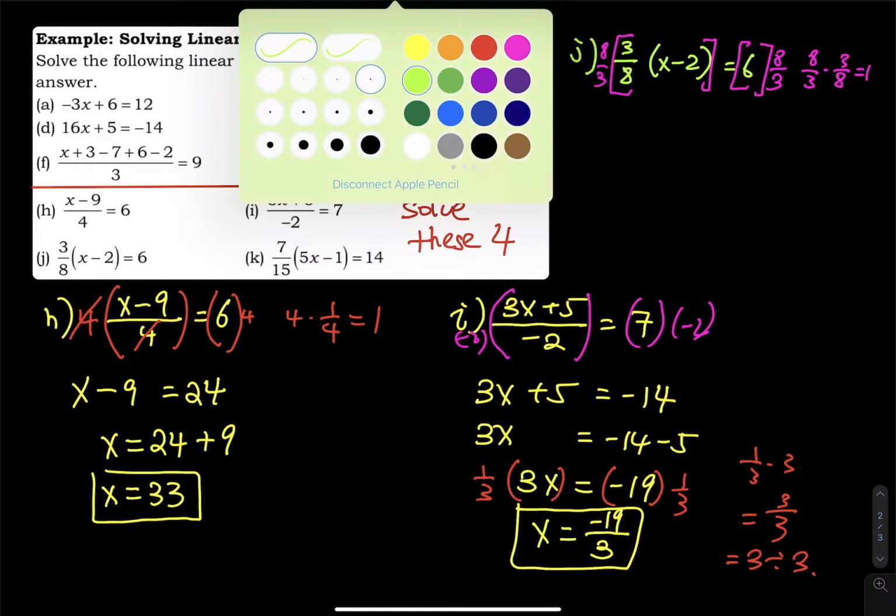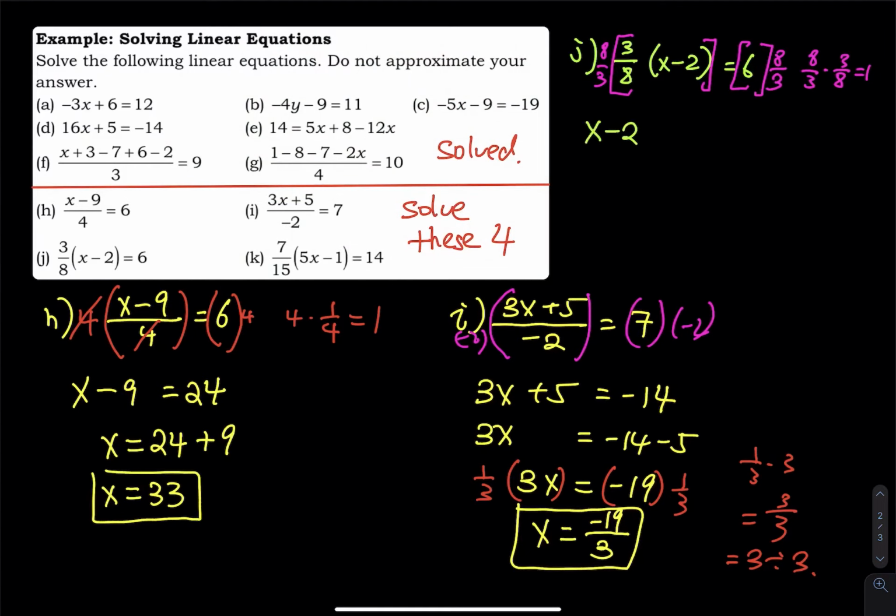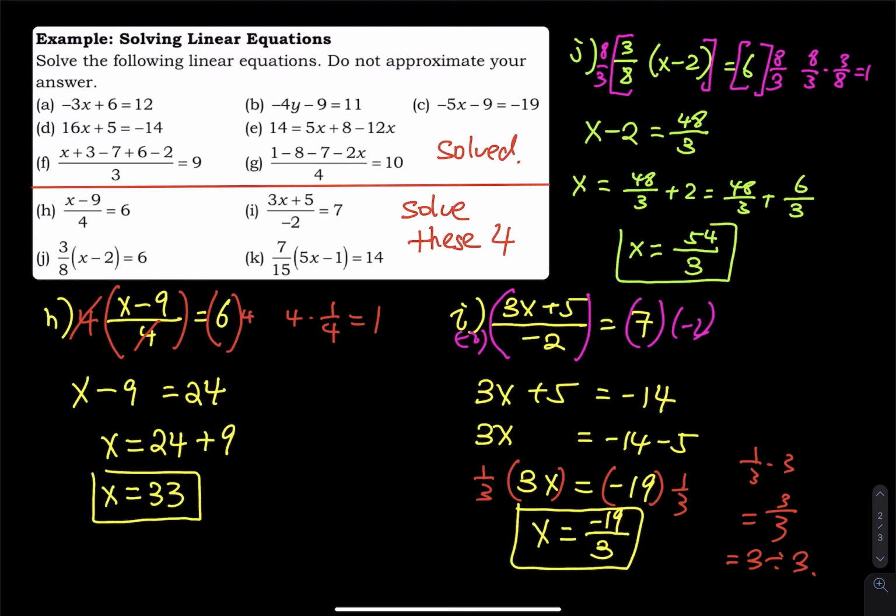Let's write the next line. Then we have x minus 2 equals 6 times 8 is 48, right? Divided by 3, and then we have to add 2 on both sides. So that is 48 divided by 3 plus 2. We need a common denominator, 48 over 3. So the 2, I need a 3 in the denominator. So 2 times 3 equals 6. 6 over 3 equals 2. So now we have the same denominator, 48 plus 6, 54 divided by 3. So that is my final answer.